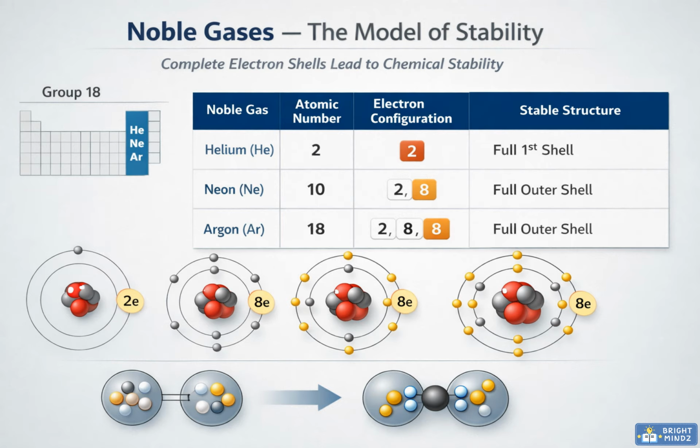For most other atoms, bonding is a way to reach a similar arrangement. Metals may lose electrons, and nonmetals may gain or share electrons, but the aim is the same: a more stable outer shell, like the noble gases in group 18.